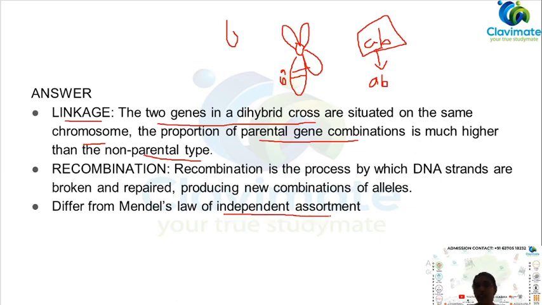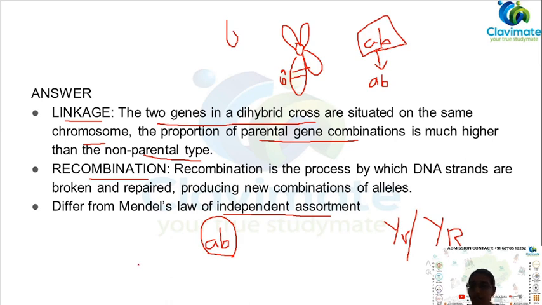In Mendel's independent assortment, what we saw, capital Y can come with anything, small r, or capital Y can come with capital R. But when it is linked, we can say that small a will always come with small b for the majority of the cases. So if small a does not come with small b, it is a case called recombination.